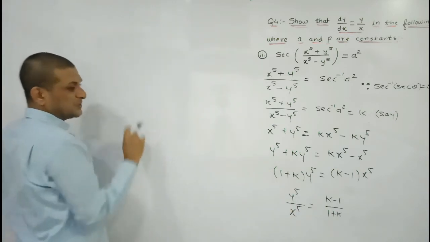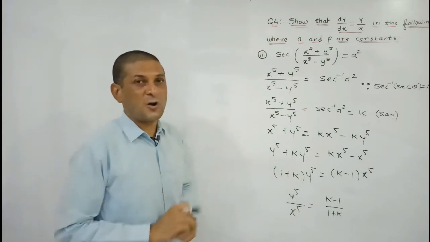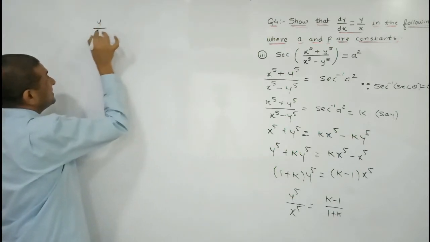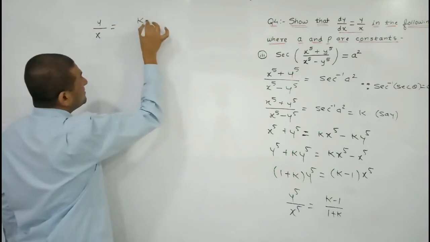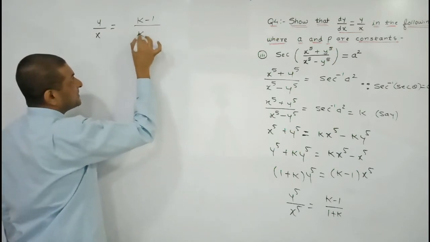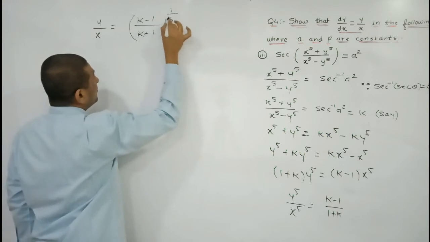So here, to replace this power 5, we have to take the fifth root on both sides. If I am taking the fifth root on the left-hand side, we will get x upon y, and on the right-hand side what will we get? (k minus 1) upon (1 plus k), which can be written as (k plus 1) also, raised to power 1 by 5. Hope you have got it.